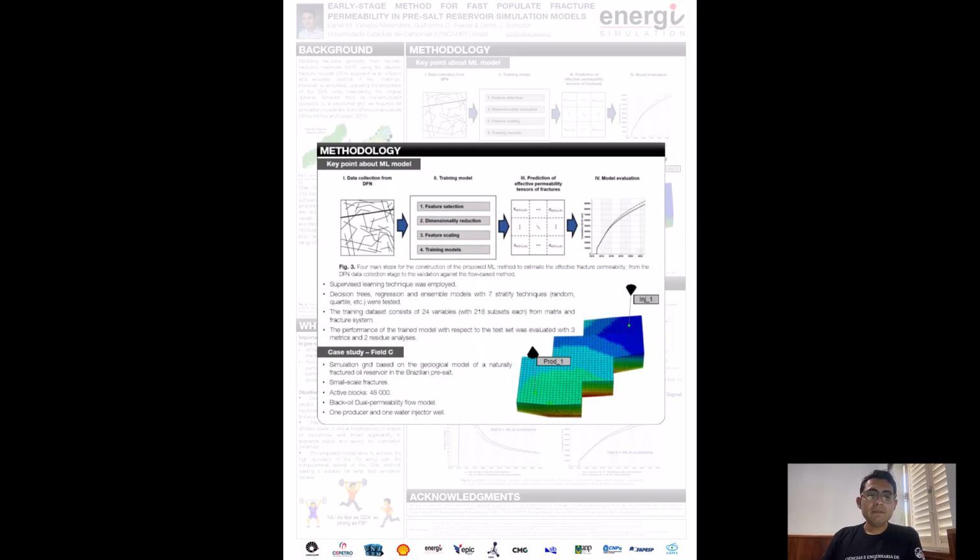Basically, our model construction can be divided into four main stages, from data collection to final evaluation. First, we acquire the data for each discrete fracture network. We extract features like average fracture opening, fracture intensity, matrix permeability, and the number of fractures. Each set of these features is then associated with our target variable, meaning the effective permeability tensor, that will be calculated using a high fidelity method.